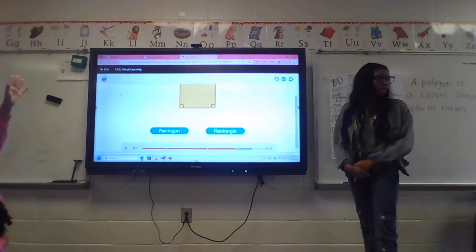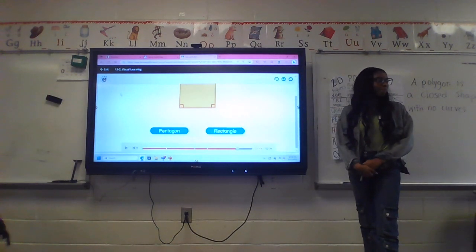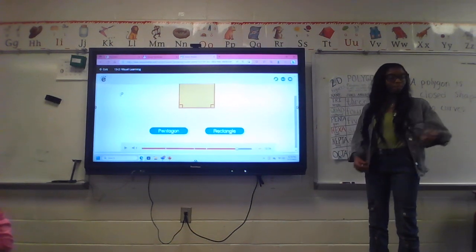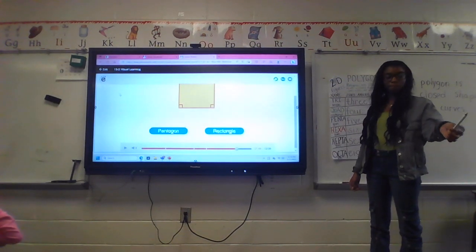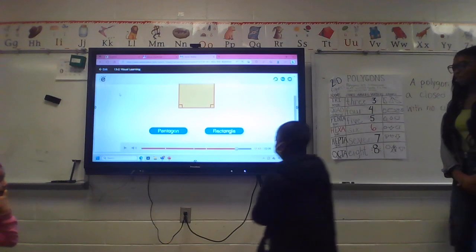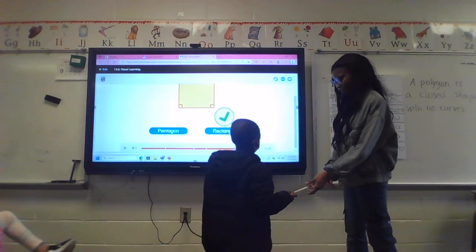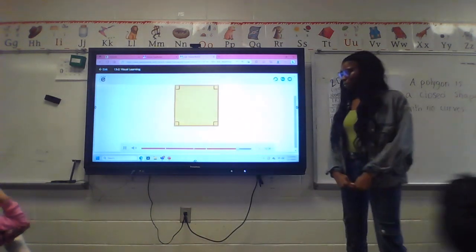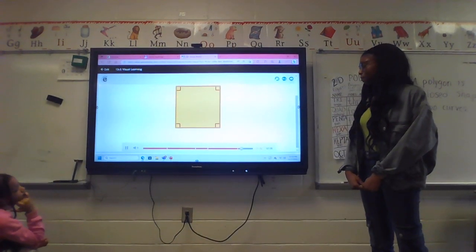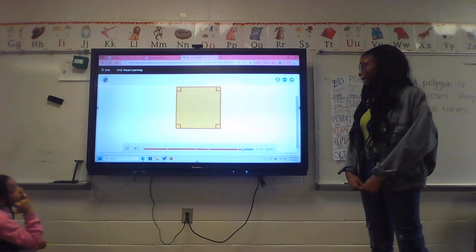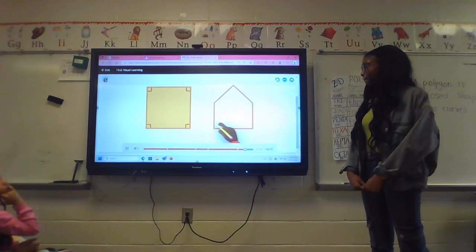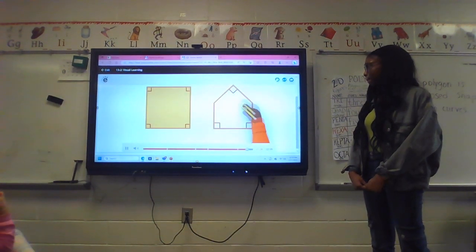What do you think, Sam? A pentagon or a rectangle? Good job. A rectangle always has 4 right angles. The pentagon below has 3 right angles.